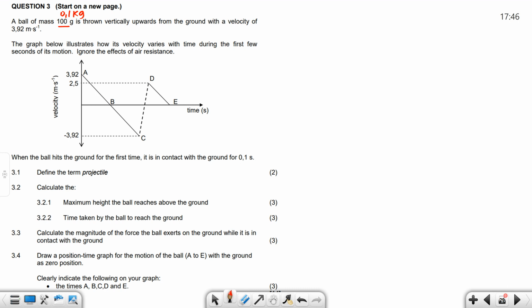velocity of 3,92 meters per second. I want us to take it and understand every statement. So what are you seeing now? A ball is thrown up. Okay. The graph below illustrates how its velocity varies with time during the first few seconds of its motion. Please look at the graph.